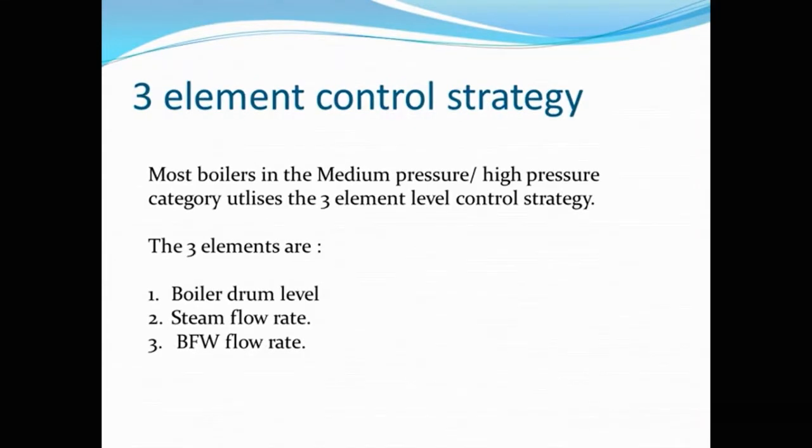The boiler drum level control or the process steam generator drum level control has three elements, which is slightly different from the other loops. The control parameters which come into play are: 1. The boiler drum level, 2. The steam flow rate, and 3. The boiler feed water flow rate. So the control takes care of three process variables.